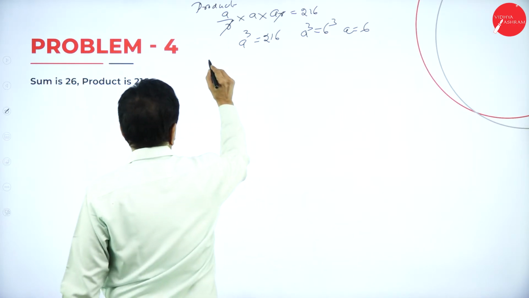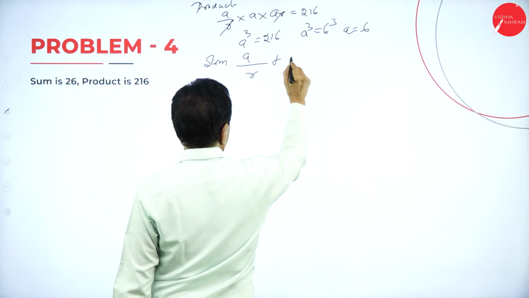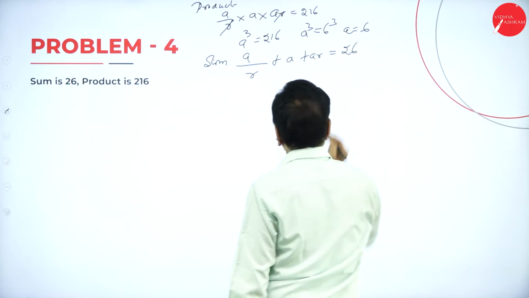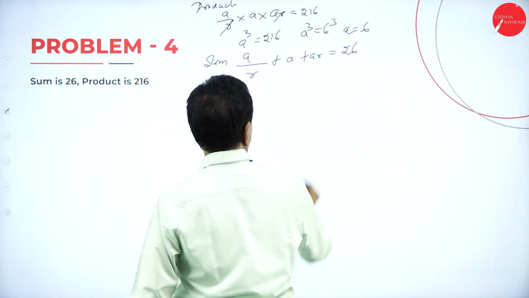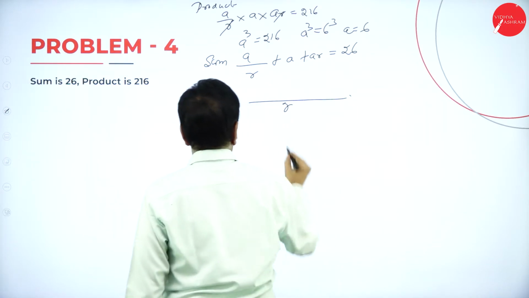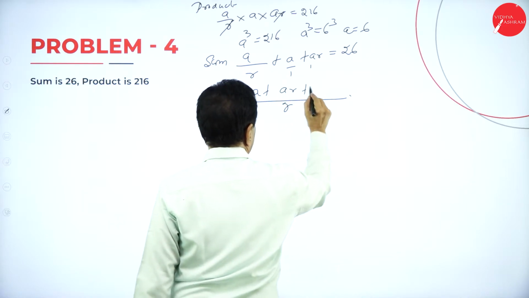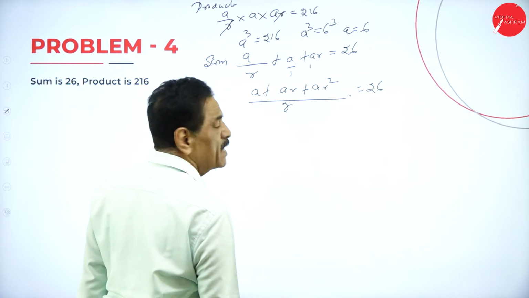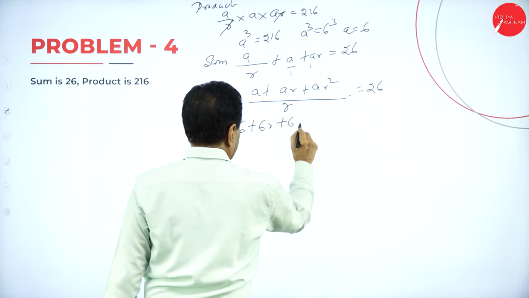Then the sum: A by R plus A plus AR is 26. You can take this A as a common factor: A by R plus A plus AR is 26. What's your A? 6. So 6 by R plus 6 plus 6R is 26.